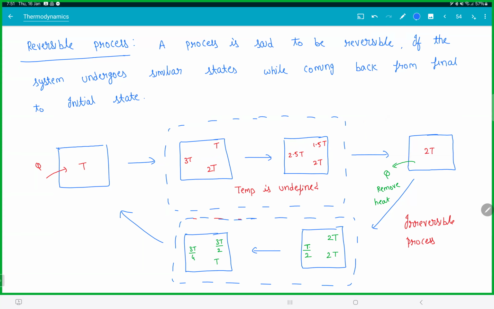Clear? So states from A to B and B to A are not identical. Unfortunately, in real life, all the processes are irreversible. So how do you make a reversible process? We can't exactly get a reversible process, but we can get pretty close to it. This is what we do.